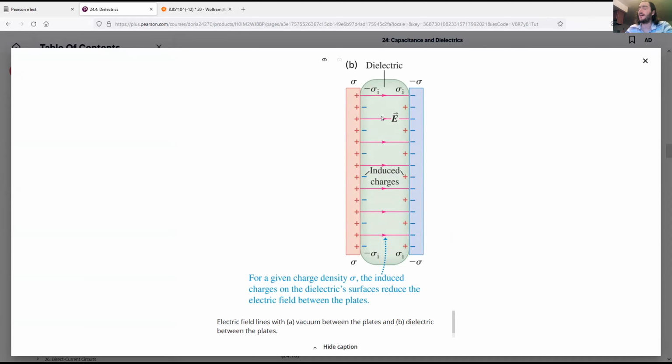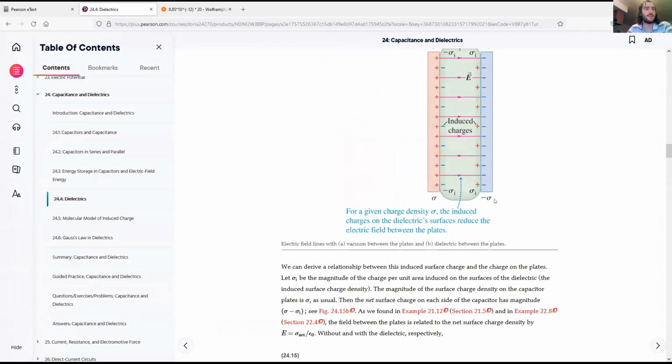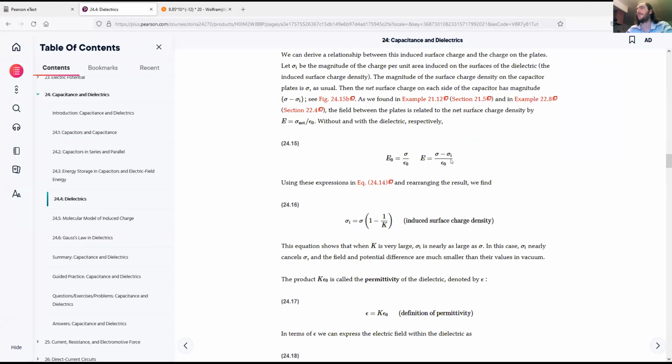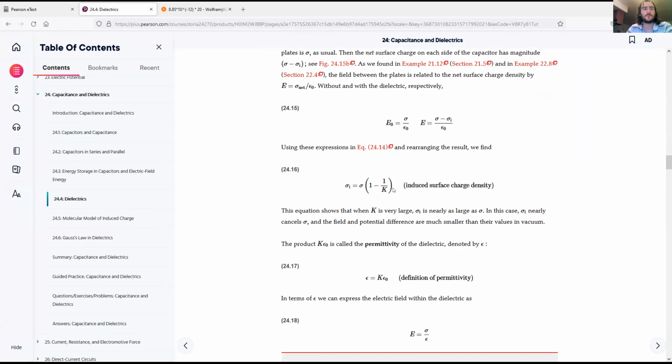And so there's a lower net amount of charge inside that Gaussian surface because the positives and the negatives add up and cancel, right? And leave you with less overall net charge inside of your surface. Okay. So it's the difference between the surface charges divided by epsilon naught, but we can rearrange this result and find that the induced charge should be equal to the charge density on the plates times this factor 1 minus 1 over k, and this is the induced surface charge density.